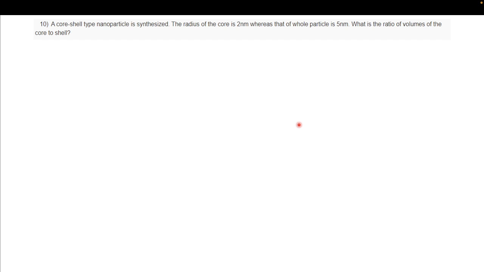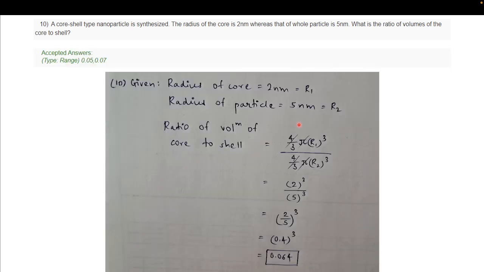Okay, this is a pretty straightforward question because all you have to do is take the ratio of the volumes. You have the radius of the core, you have the radius of the particle. Again, it's a sphere, so the formula for sphere volume is 4/3 πr³. Just take a ratio, you'll get the answer. I hope this is clear. Nothing much of drug delivery to be discussed here. It's just simple math. Okay, I'll take the next question then.